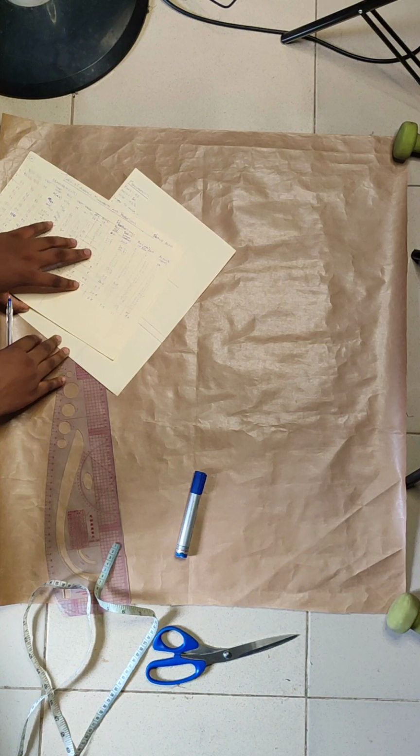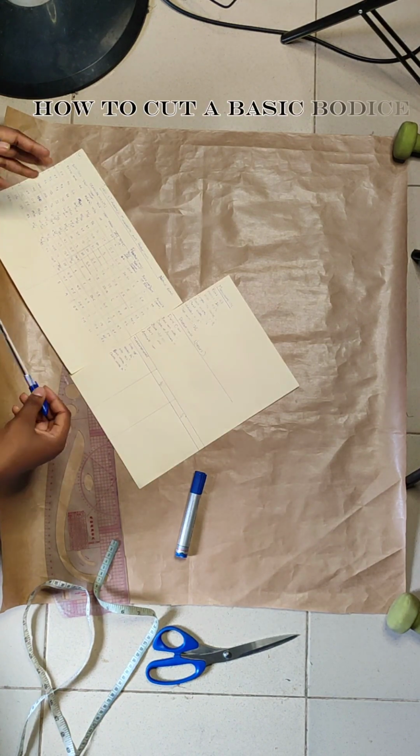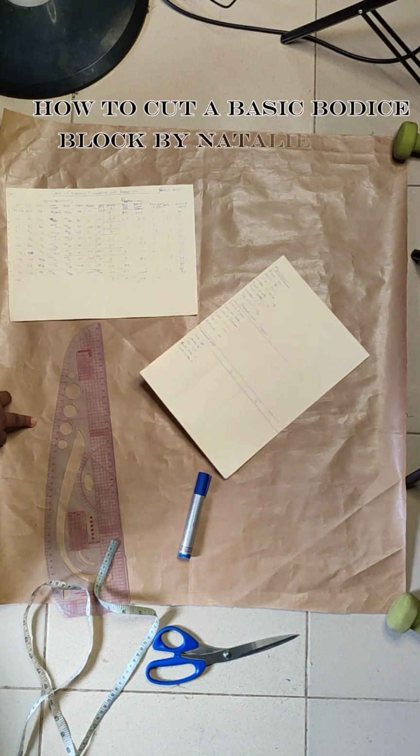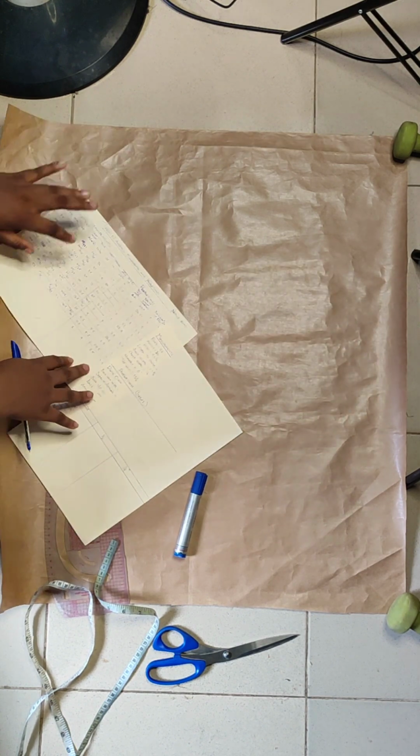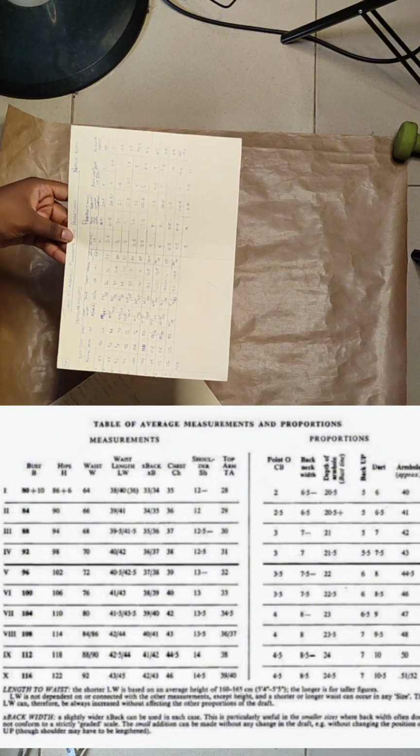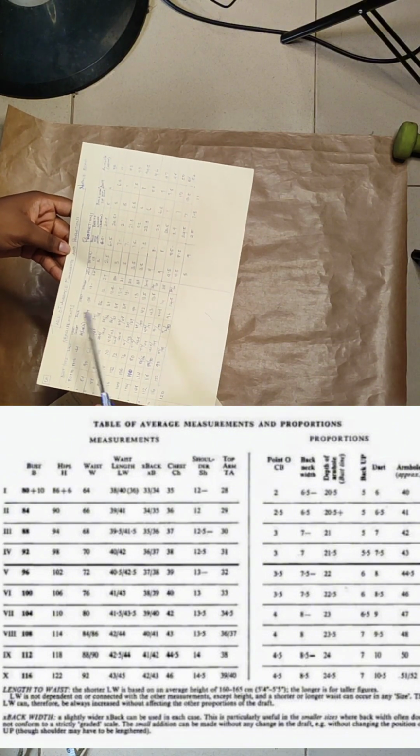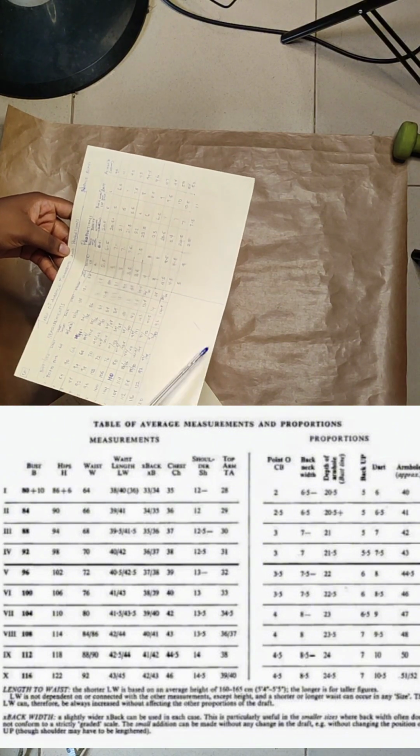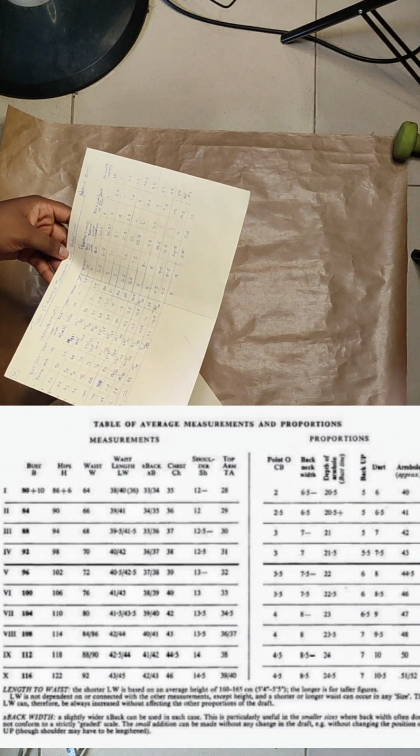Today's tutorial is going to be learning how to cut a basic bodice block from the Natalie Gray, and we'll be making ours in inches. We're converting this from cm to inches. If you look at this here, this is the table of measurements and proportions that is in the book. This is what we'll be using to guide our measurements.